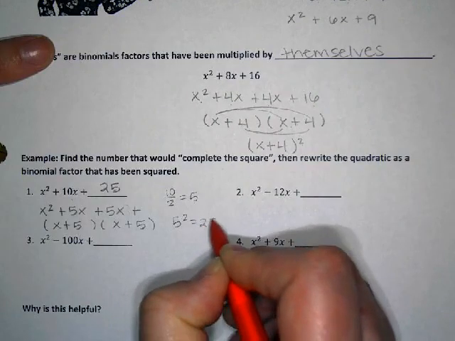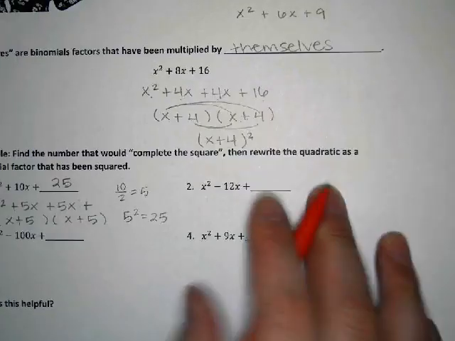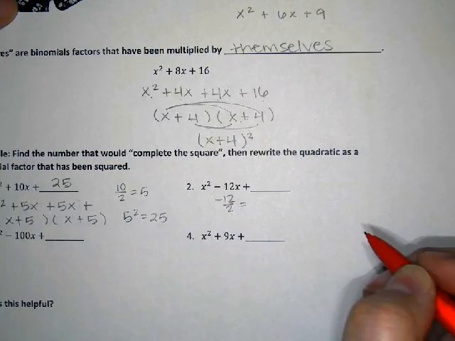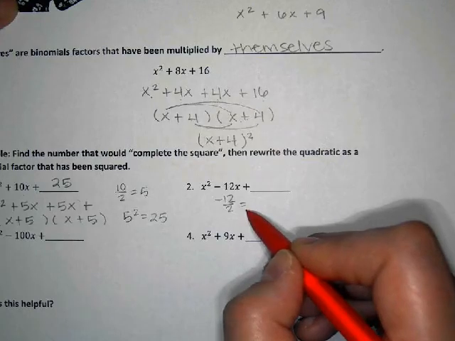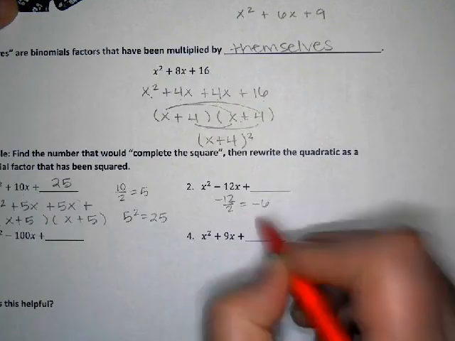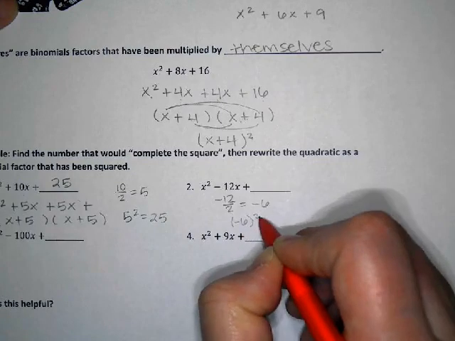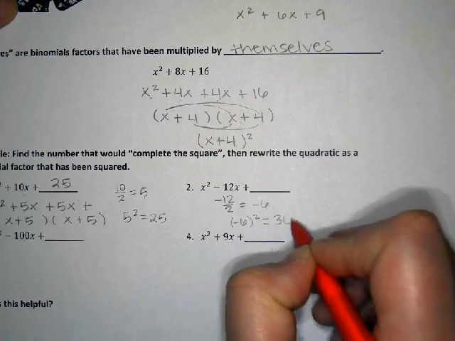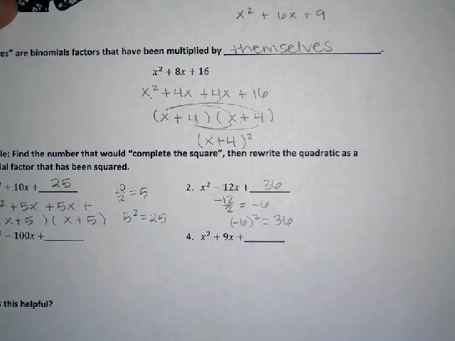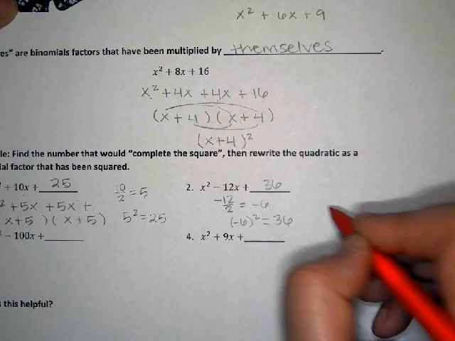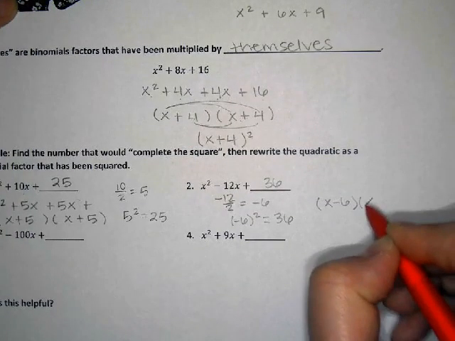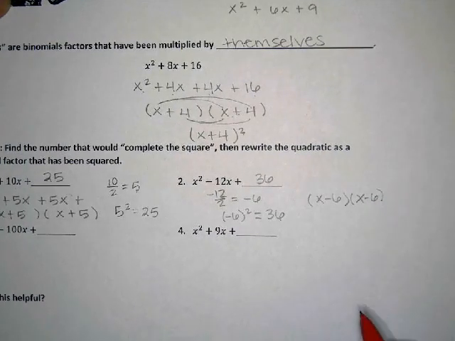So let's try that with the next one. We're going to do negative 12 divided by 2, which equals negative 6. And then we're going to do negative 6 multiplied by itself. What's negative 6 times itself? 36. So 36 goes in the blank. If we were to write this one out, it would be x minus 6 times x minus 6, or x minus 6 squared.